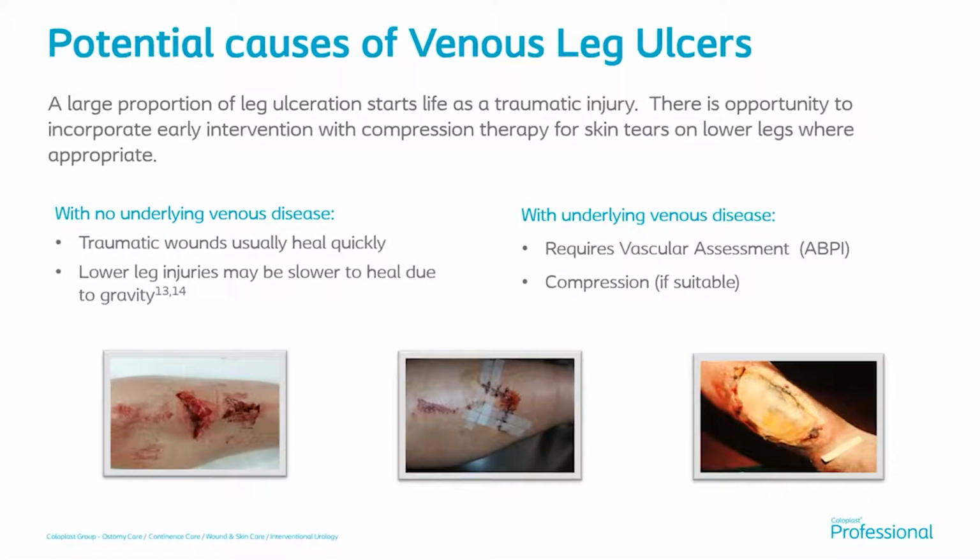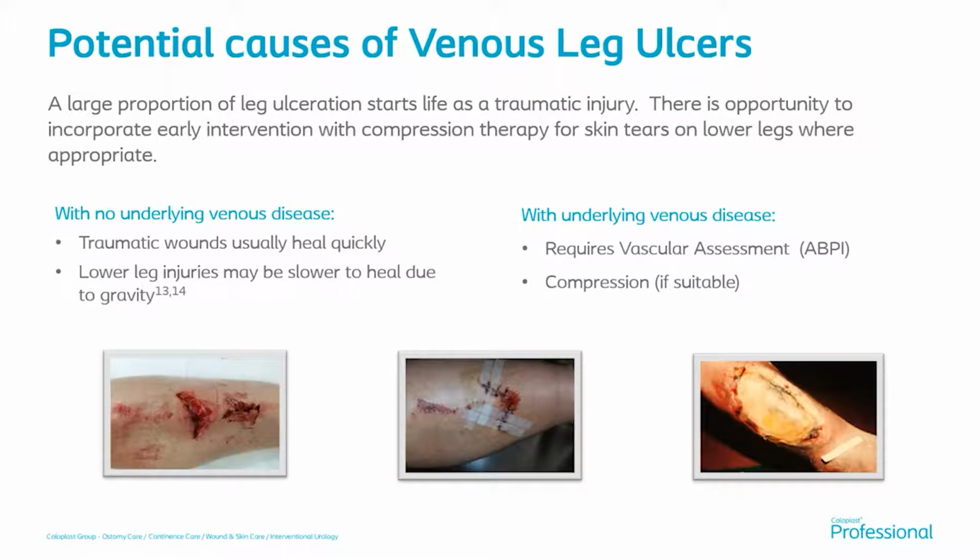So some of the potential causes of venous leg ulcers. A lot of them do start off as a traumatic injury of some sort, but with this traumatic injury, we then start to establish that there's already an underlying venous insufficiency. And actually, there might be occasion where we can intervene early with compression before a leg ulceration, but quite often patients don't present to us until they have a problem, and that could be that they've knocked their leg on a wheelchair or they've fallen and have a skin tear.